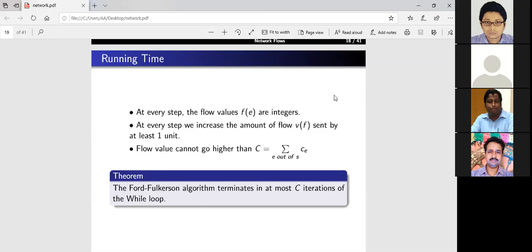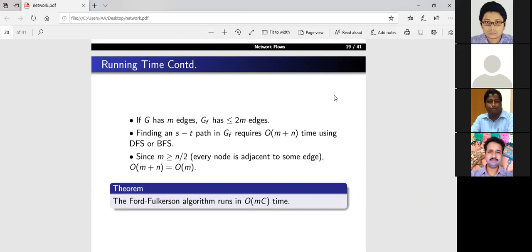But still people talk about the Ford-Fulkerson method because, first of all, it works for integers. And secondly, all the other algorithms are basically variations coming out of this method. So you tweak a little bit here and there, and you get a solution which is guaranteed to be correct. So the running time is okay. We have an analysis of the running time, which is an upper bound.